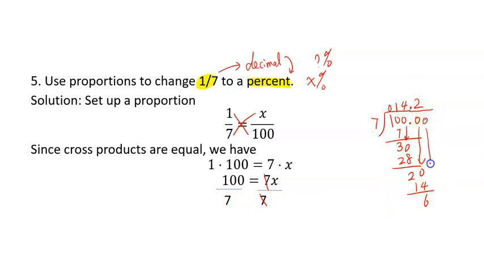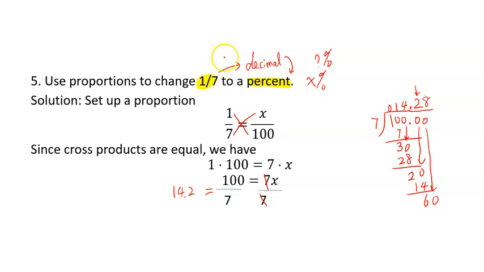So add another 0 and bring it down. And I notice that 7 goes into 60 8 times. So we probably should round this tenths place up. So the answer will be 14.3%. So the answer is 14.3, which is 14.3%.